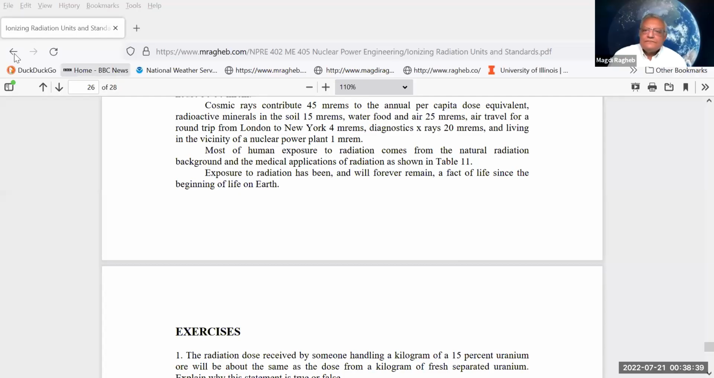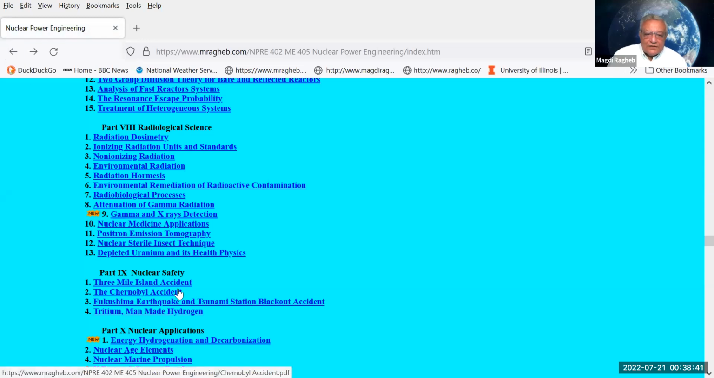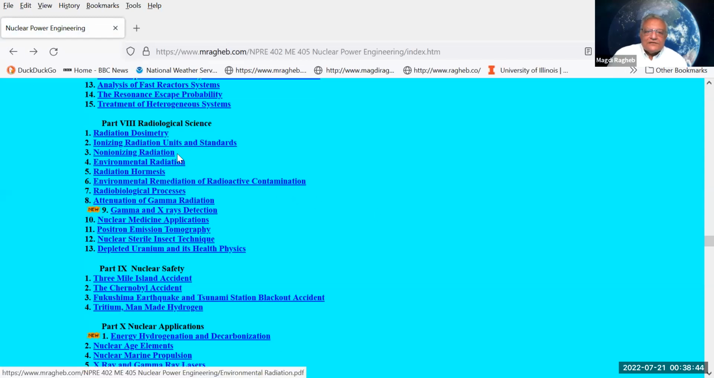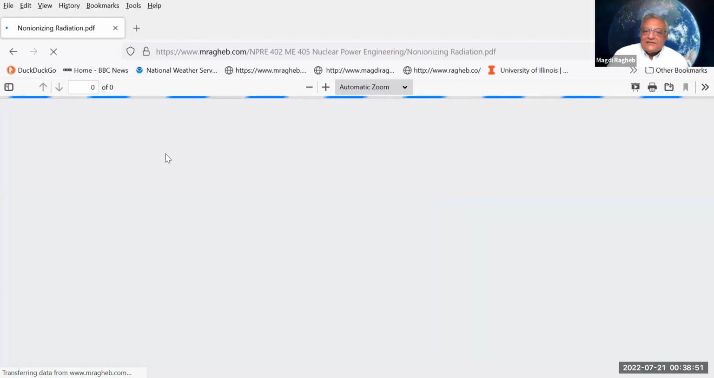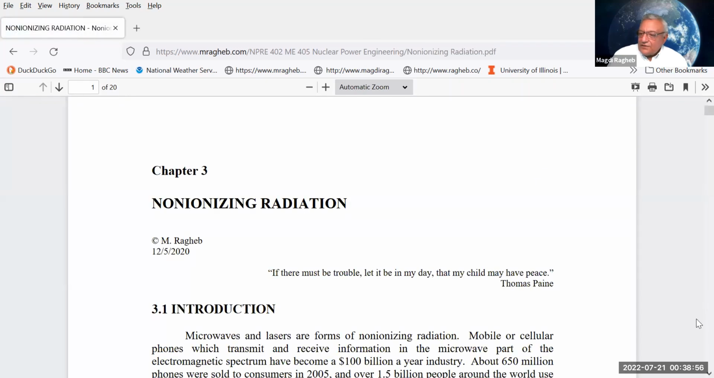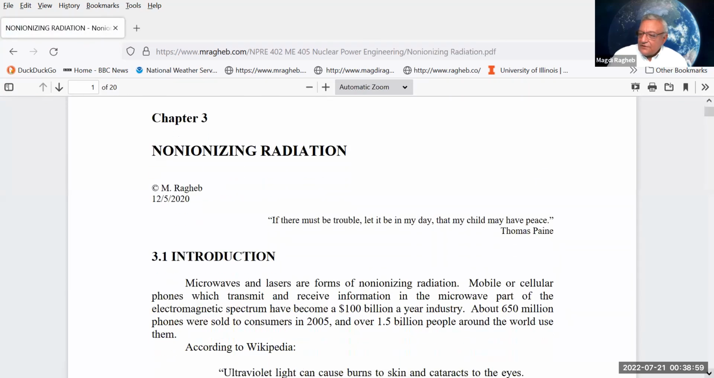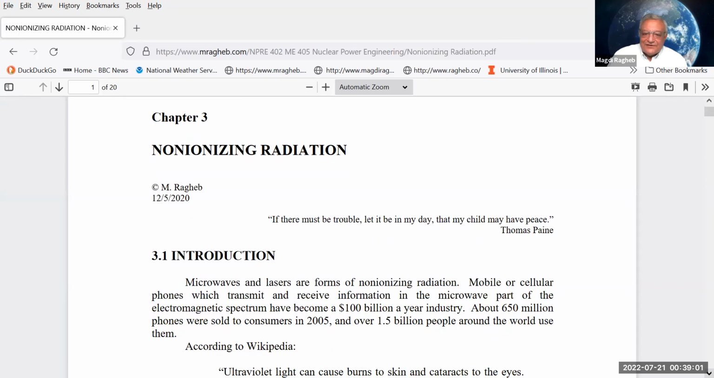Okay, so let us deal with another important chapter here. We covered the ionizing radiation units and standards, and I suggested that we are also exposed to radiation that is not ionizing. This is a new field of science that is being discovered. So I would like to cover it because it can be a lifesaver for some of you.